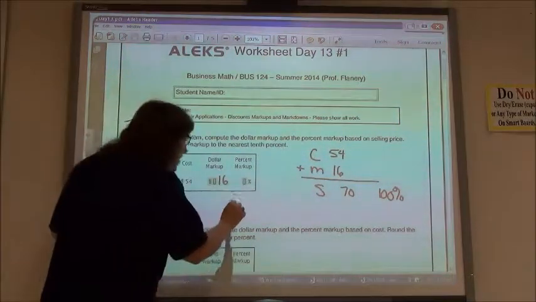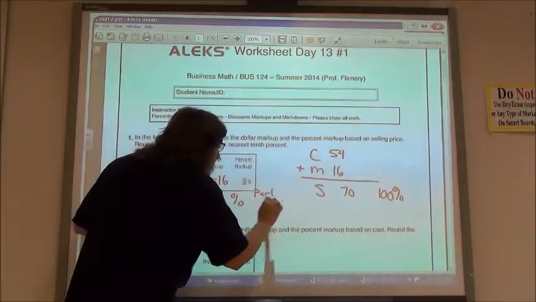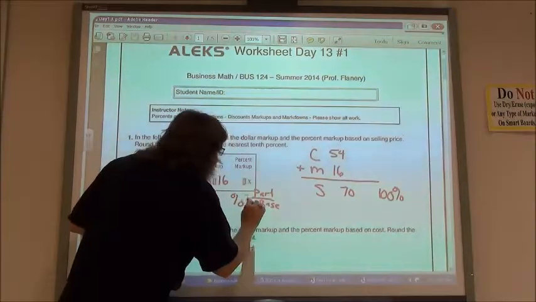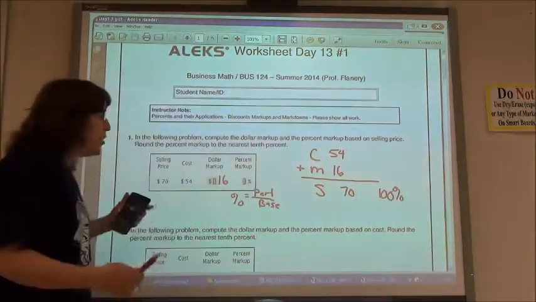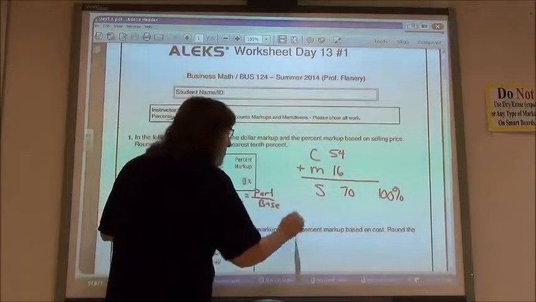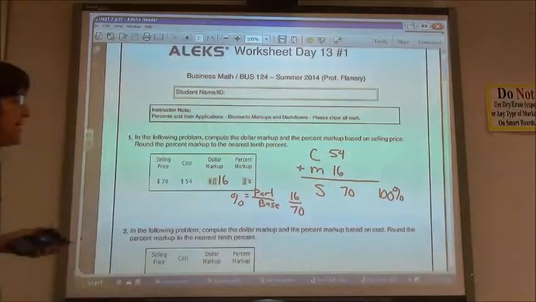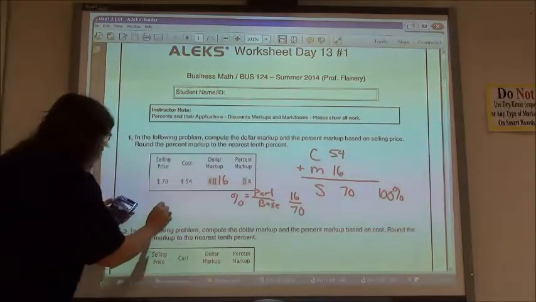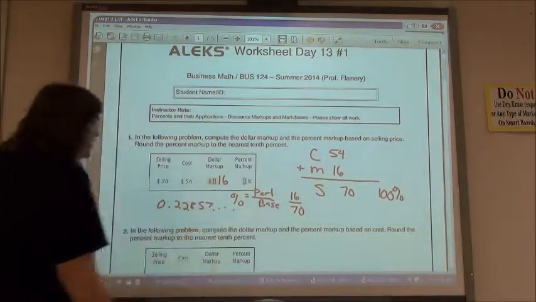The percent, we have to keep in mind, is the part divided by the base. The base is the one that has the 100% next to it. So in this case, the part, my markup, was 16, divided by my base, which is the 70. So 16 divided by 70, we get 0.22857 and so forth and so on.